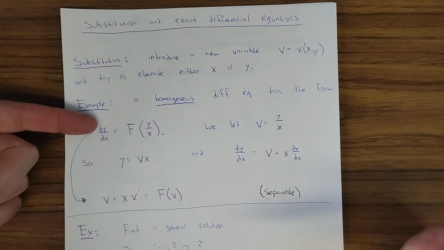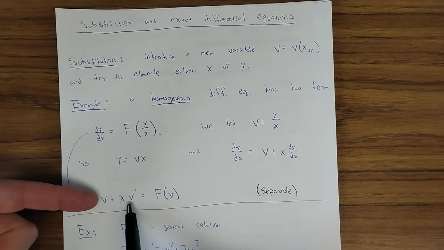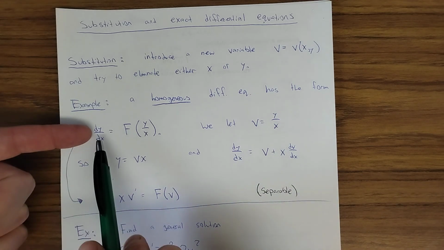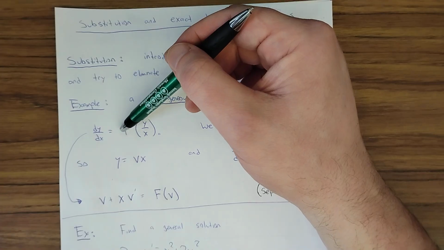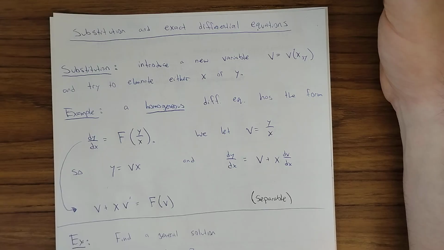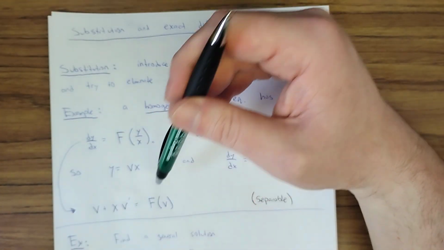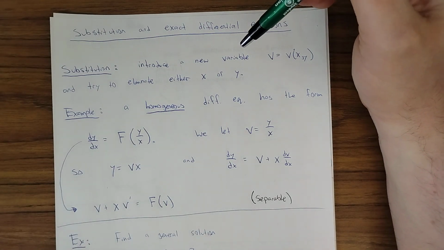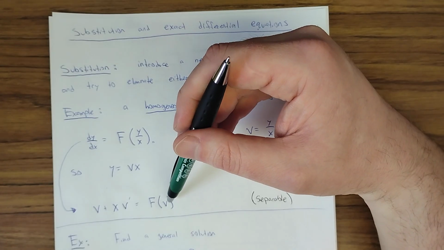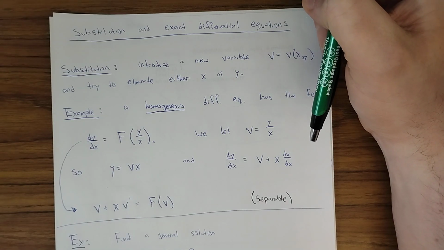And so I substitute that up here. So I get this, and I've rewritten that here. I wrote v prime instead of dv over dx. So I get this equals f of y over x, and y over x is v, so that's f of v. And we have eliminated y. This new differential equation only has x's and v's. And by the way, this new differential equation is going to be separable, and we know how to solve separable differential equations from before.